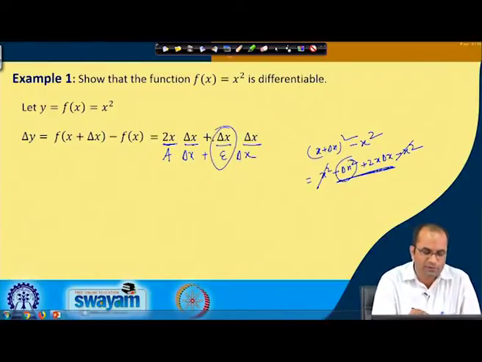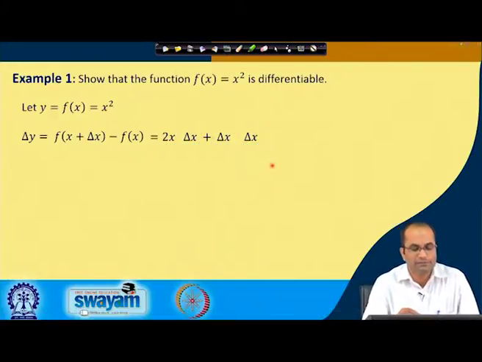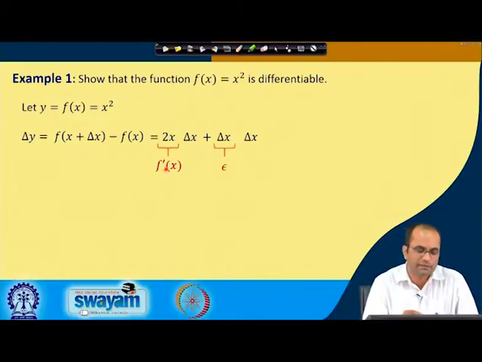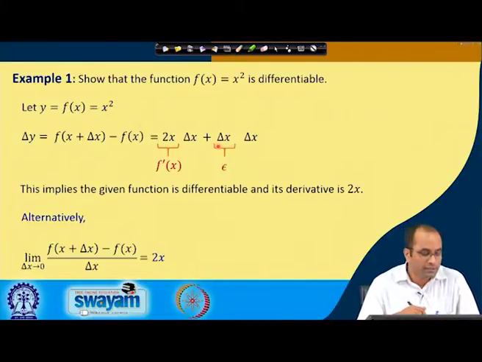Here this epsilon naturally goes to 0 as Δx goes to 0. Here this term 2x is a, the Δx is given. So we have that format which we have used for differentiability. That means this function is differentiable, and the derivative value, which is this a, the term sitting with this Δx in the linear part, is f′(x), and this is epsilon. So this implies that the function is differentiable and its derivative is 2x.